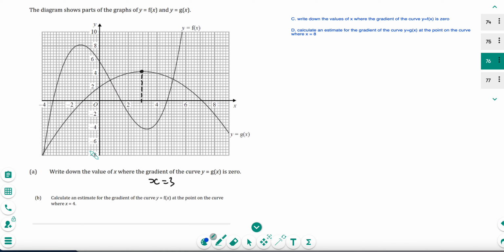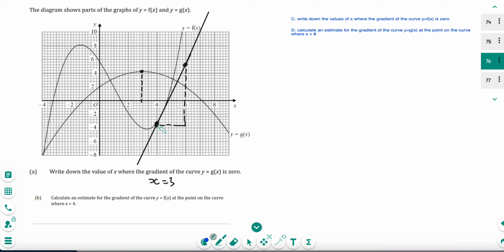Calculate an estimate for the gradient of the curve y equals f(x) at the point on the curve where x equals 4. So we're going to focus on this curve here, and find the gradient when x is 4. So when x is 4 is here. So we're going to find the gradient at this point here. Let's draw a tangent. That looks pretty good. Let's choose two nice points. Let's choose this point here, and let's extend the line as long as we can. Gosh, I don't even know. Let's do this point here. So we'll draw a little triangle.